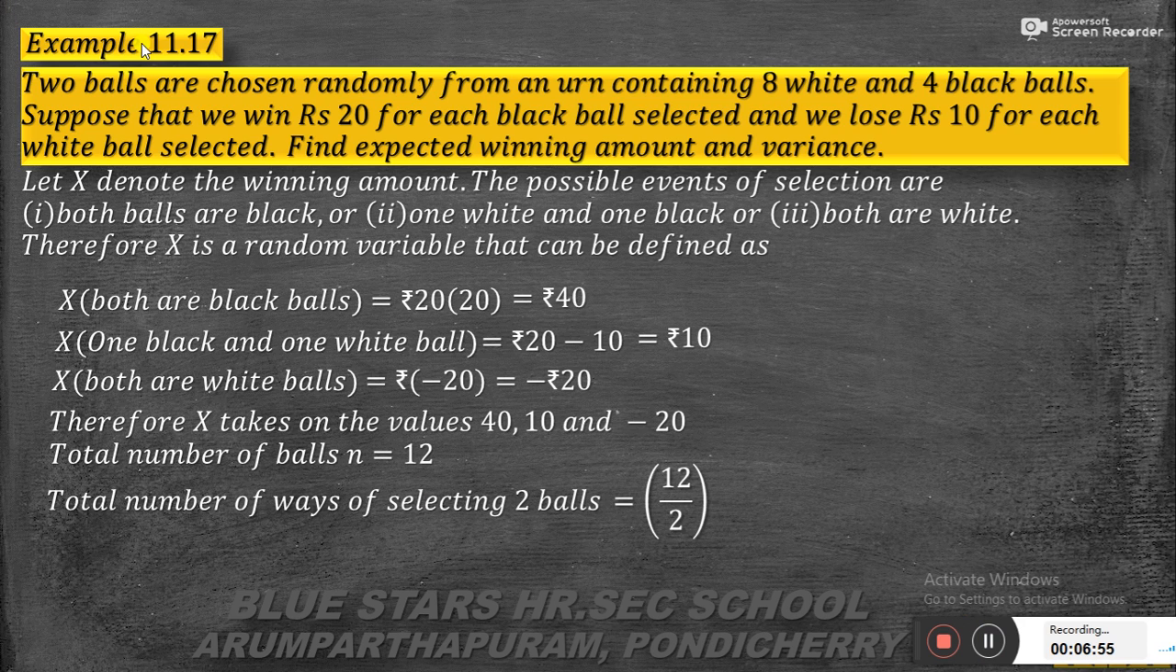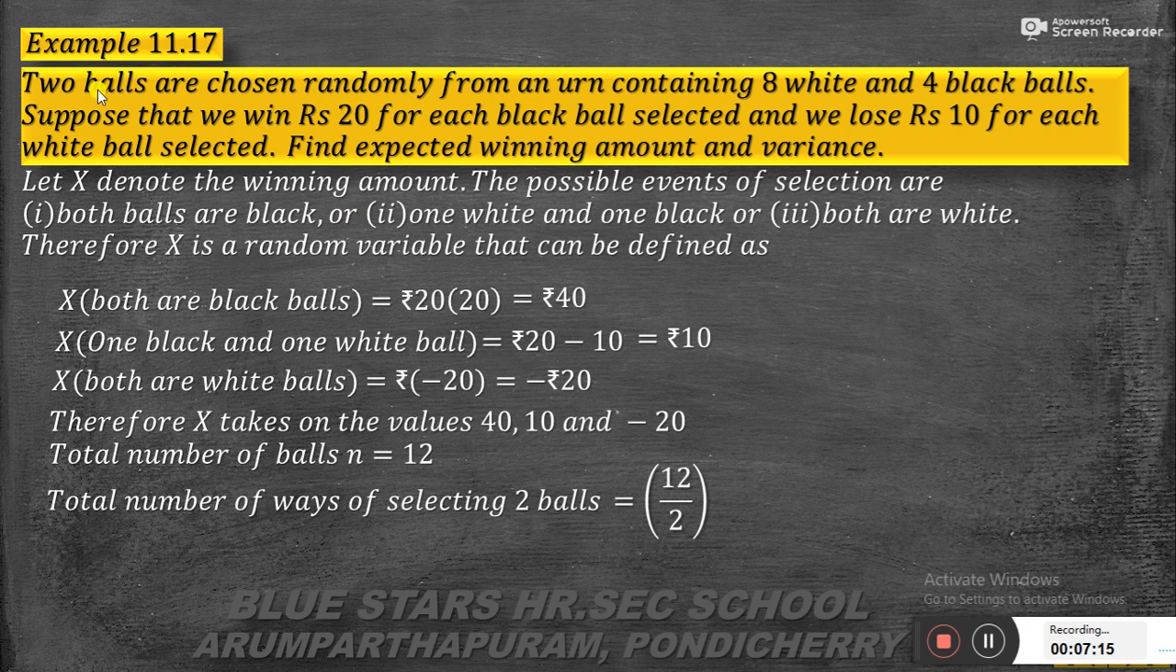So see the example 11.17. Two balls are chosen randomly from an urn containing 8 white and 4 black balls. Suppose that we win ₹20 for each black ball selected and we lose ₹10 for each white ball selected. So find the expected winning amount and variance.